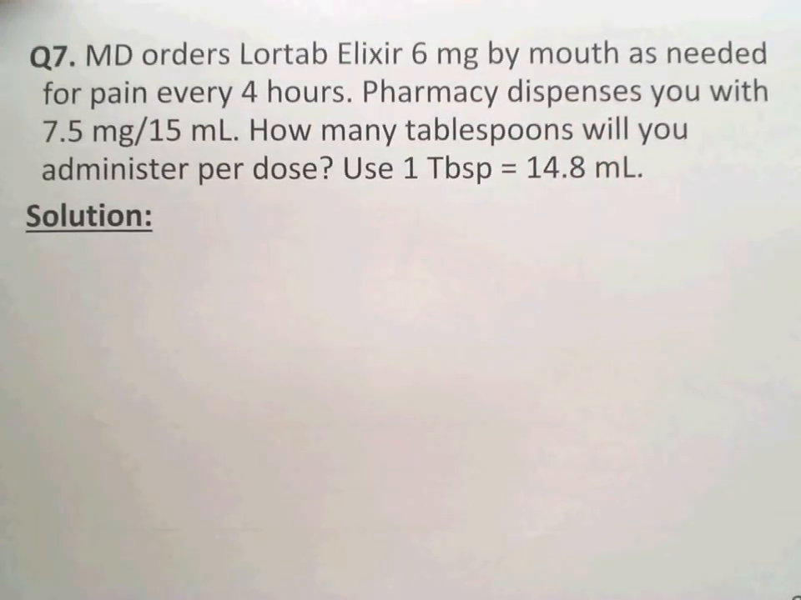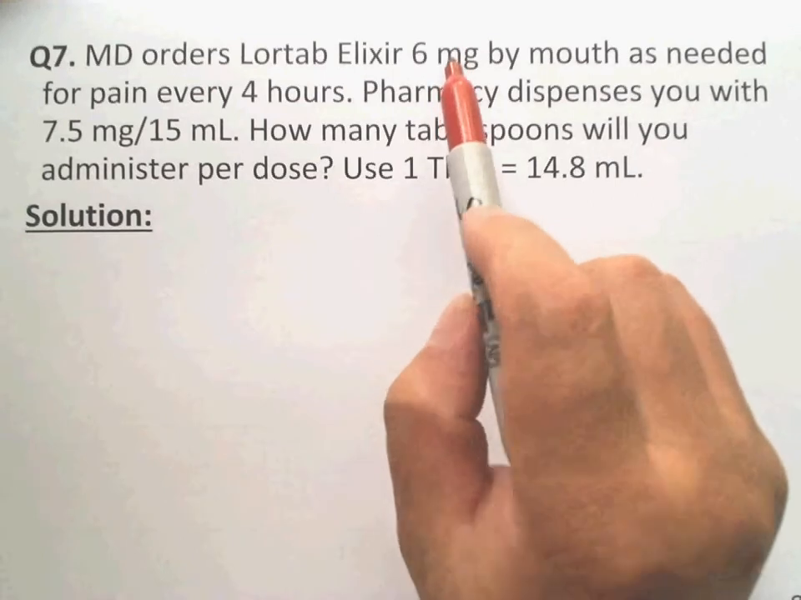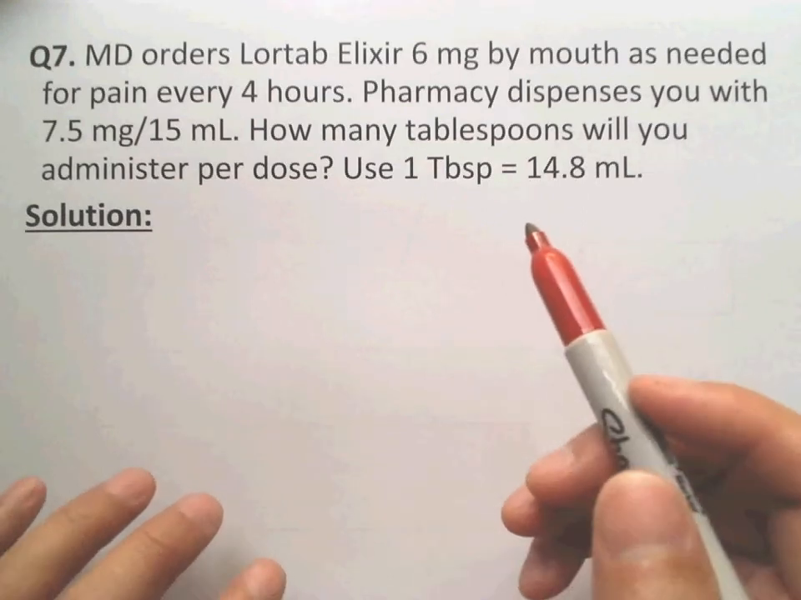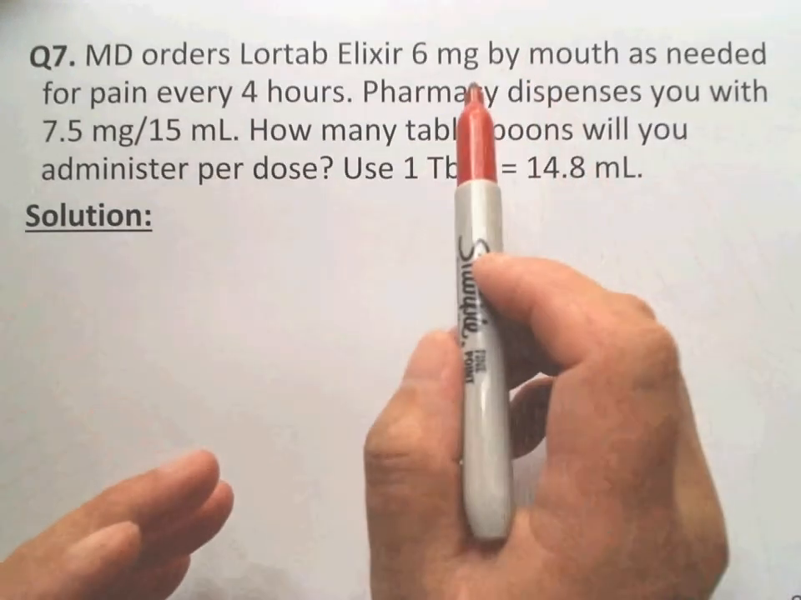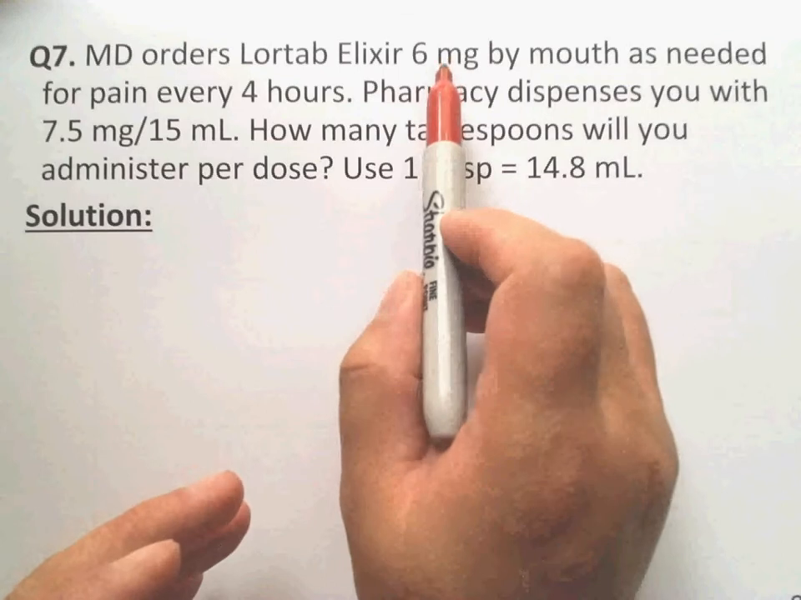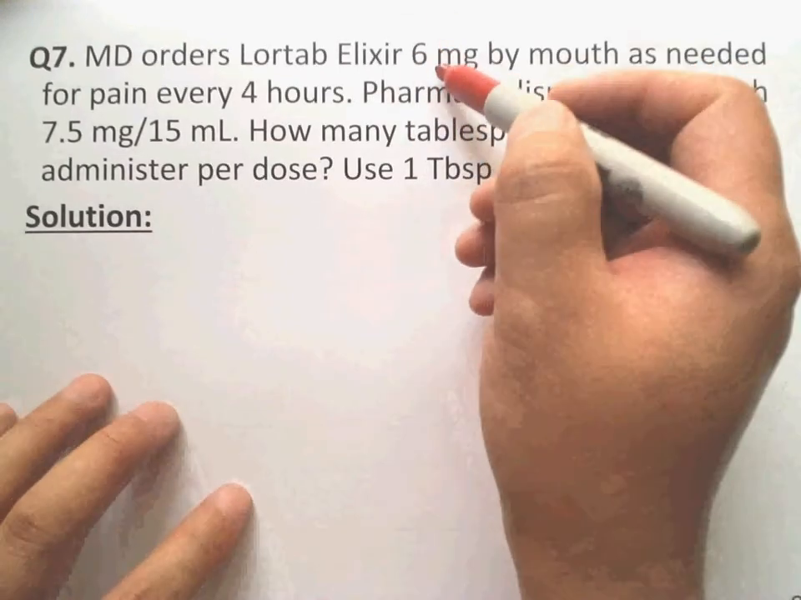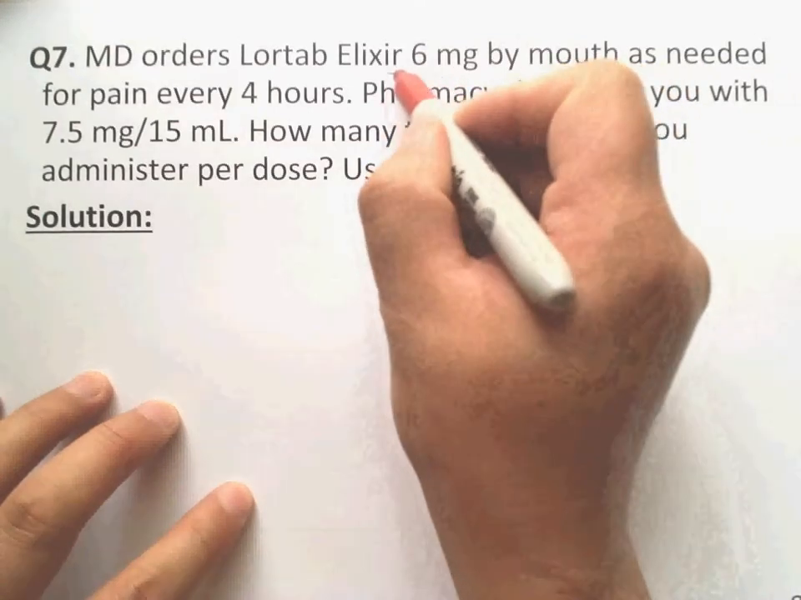Which means finally, the question asks you, you are going to administer it, okay, using how many tablespoons. You have to calculate it by yourself. How? The beginning, now we see this question. It's the same, using dimensional analysis is super easy.